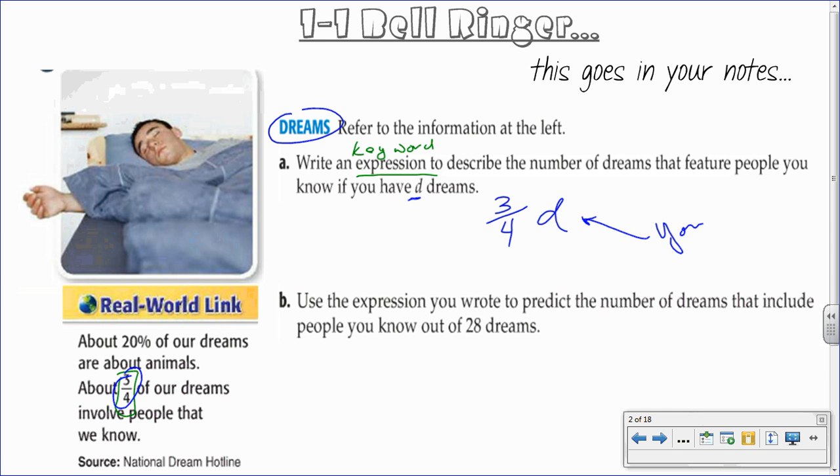Okay, how would I answer B then? 28 times 3/4. Just put 28. And for D, can I simplify that expression? How? 1, 7, 21. So if you have 28 dreams, how many of those dreams are going to be of people that you know? I think I made it. See how many people will say it.